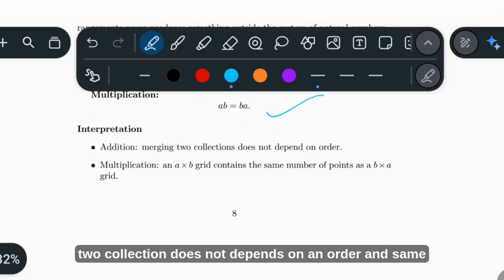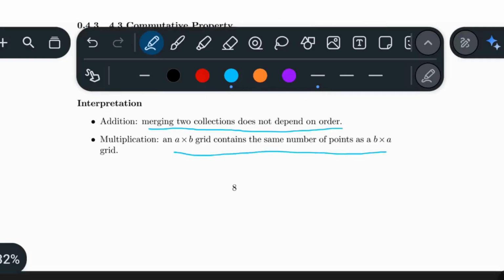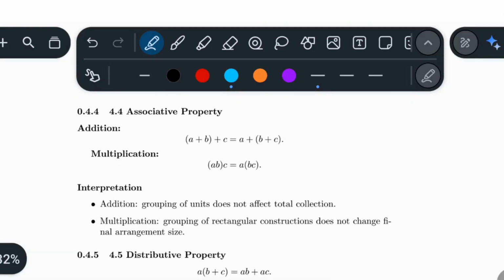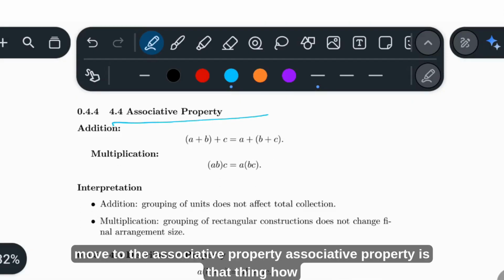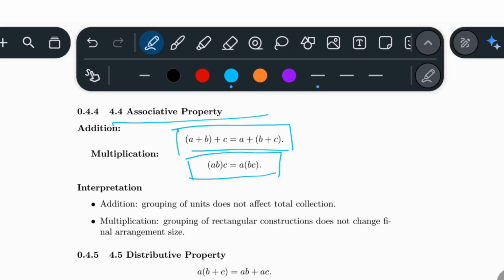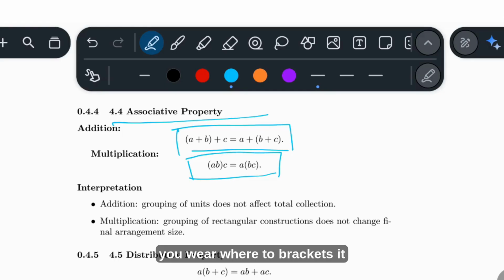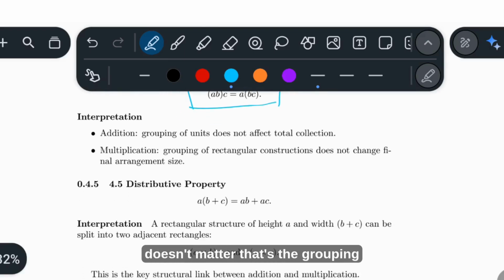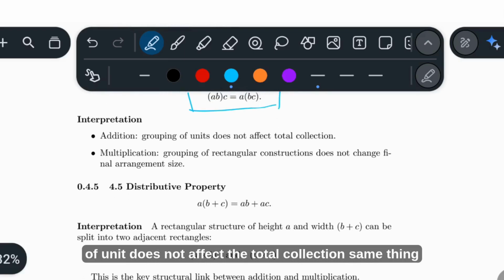Merging two collections does not depend on order, and the same thing holds here. Now move to the associative property. The associative property says that where you place the brackets does not matter. That is, the grouping of units does not affect the total collection.